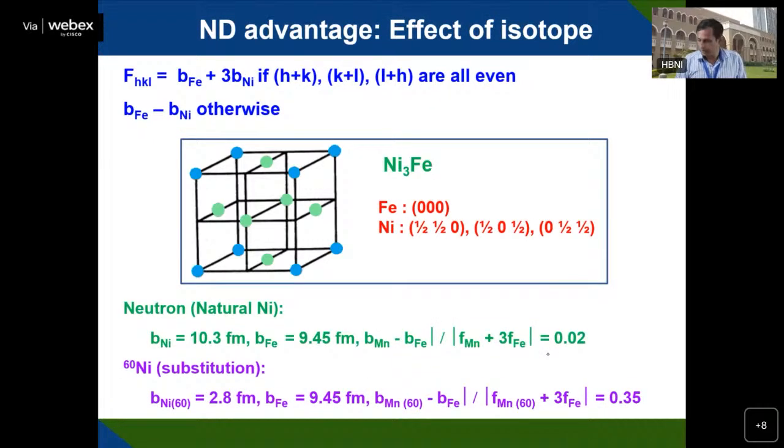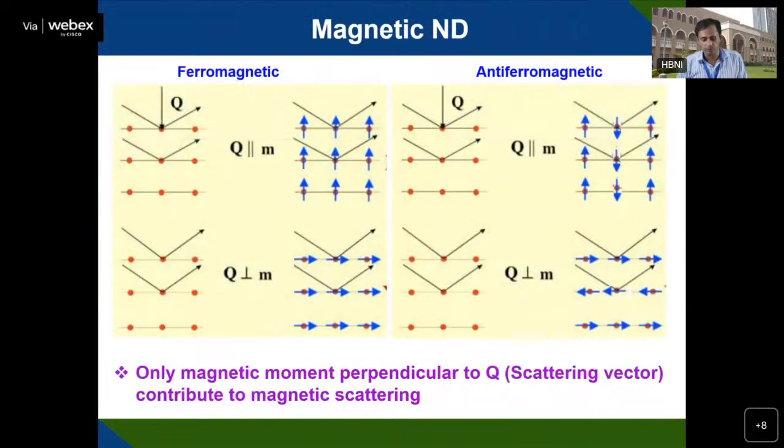Similarly, in Ni3Fe, another example here, you can see that if you go for nickel substitution with nickel-60, the ratio for natural nickel is 0.02, but in case of Ni-60, the scattering length is quite different: natural nickel is 2.8, and this is 10.3. Because of that, you have a quite large ratio, so you can identify the isotope effect in neutron analysis.